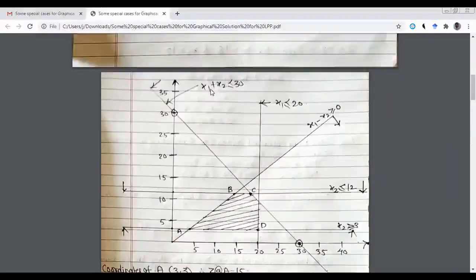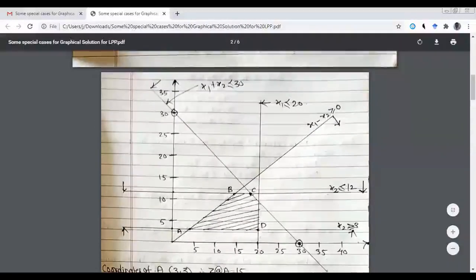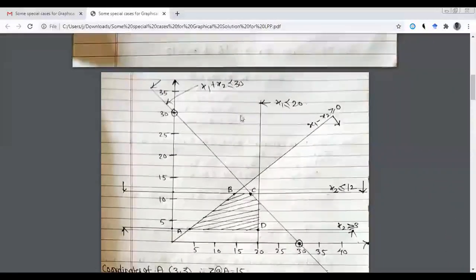So this is your x1 plus x2 less than or equal to 30. Less than or equal to 30 means the area below the line is to be considered. So the arrow mark that has been shown is below this constraint line, right? Now we have another constraint line, x1 less than or equal to 20, so the coordinate becomes x1 equal to 20. The x1 equal to 20 constraint line is also here.